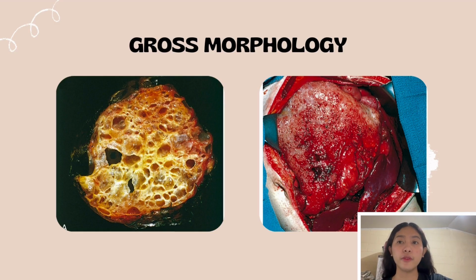So the left photo is a mucinous cystadenoma. Note the multicystic appearance, the delicate septa, and the presence of glistening mucin within the cyst. The right photo is a view at laparotomy revealing massive overgrowth of a gelatinous metastatic tumor.